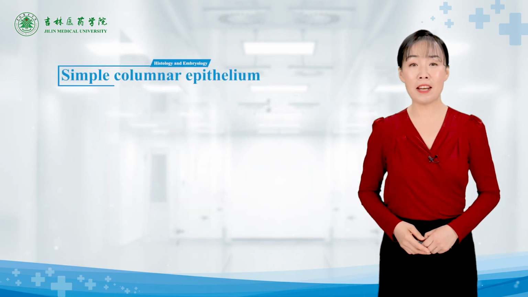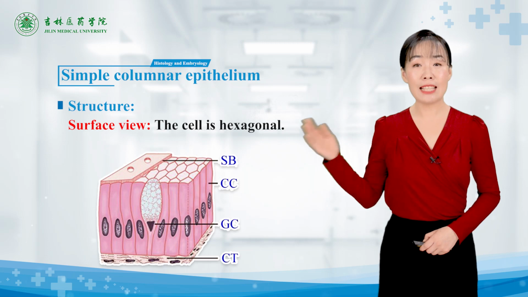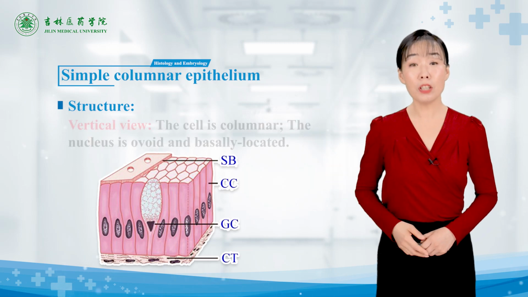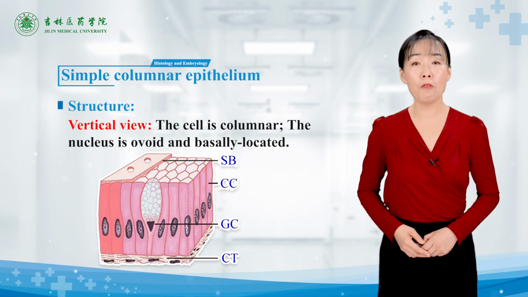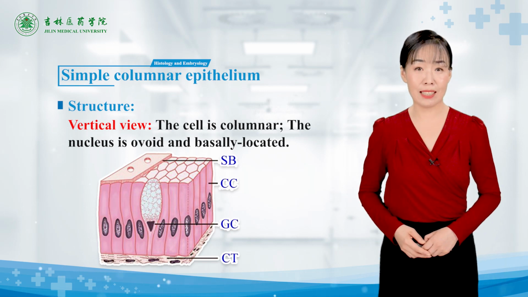Simple columnar epithelium. Surface view, the cell is hexagonal. Vertical view, the cell is columnar. The nucleus is oval and basally located.